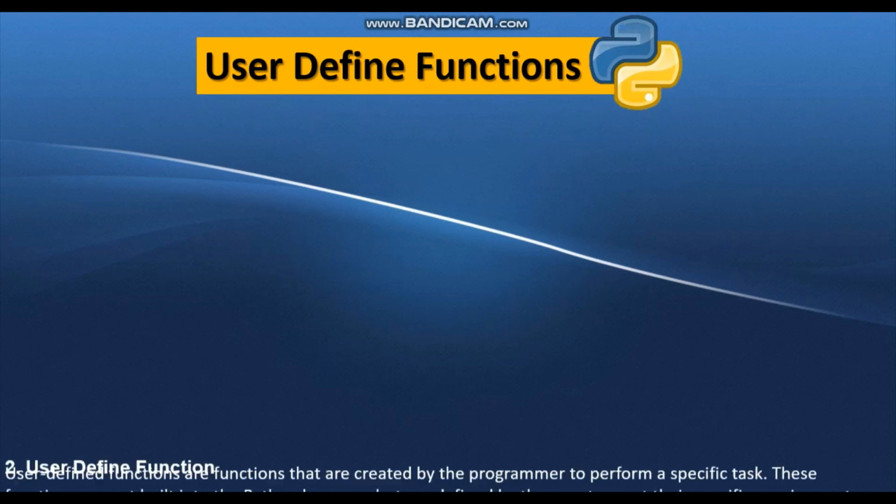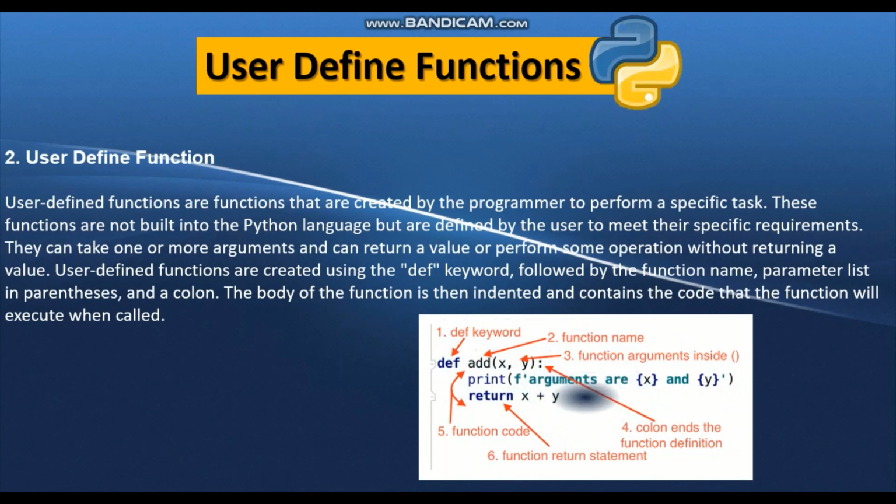Move on to the other type, that is user-defined functions. User-defined functions are functions that are created by the programmer to perform a specific task. These functions are not built into the Python language but are defined by the user to meet their specific requirements. They can take one or more arguments and can return a value or perform some operation without returning a value. User-defined functions are created using the def keyword, followed by the function name, parameter list in parentheses, and a colon.